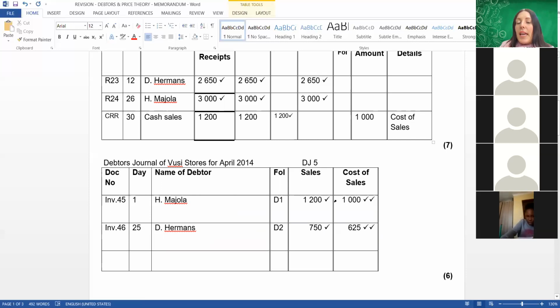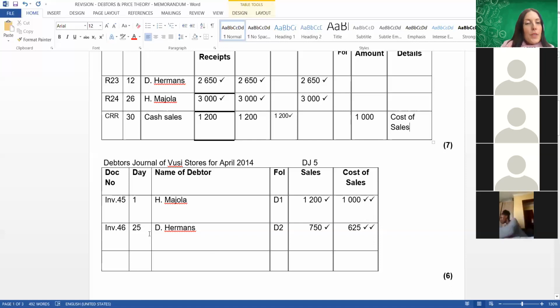You had to go work out the cost of sales. What is the cost of sales? The markup they said that we used is 20%. So 1,200 times 100 divided by 120 will give you cost of sales of 1,000 Rand.